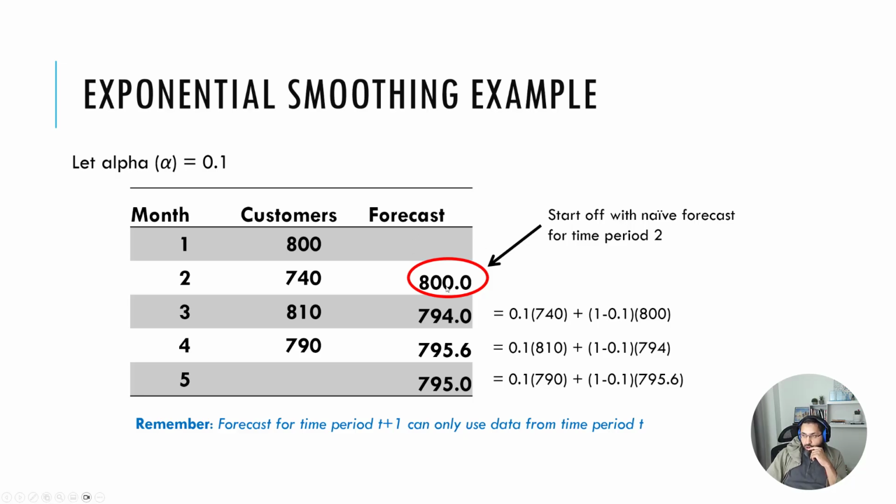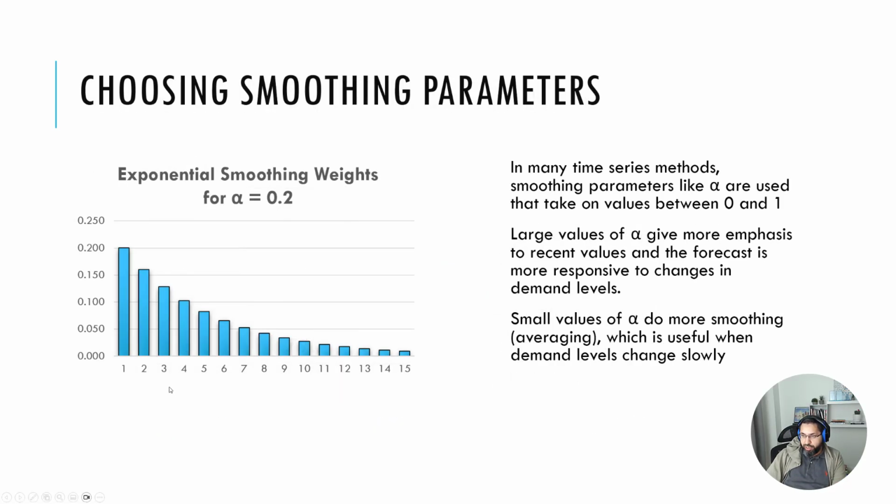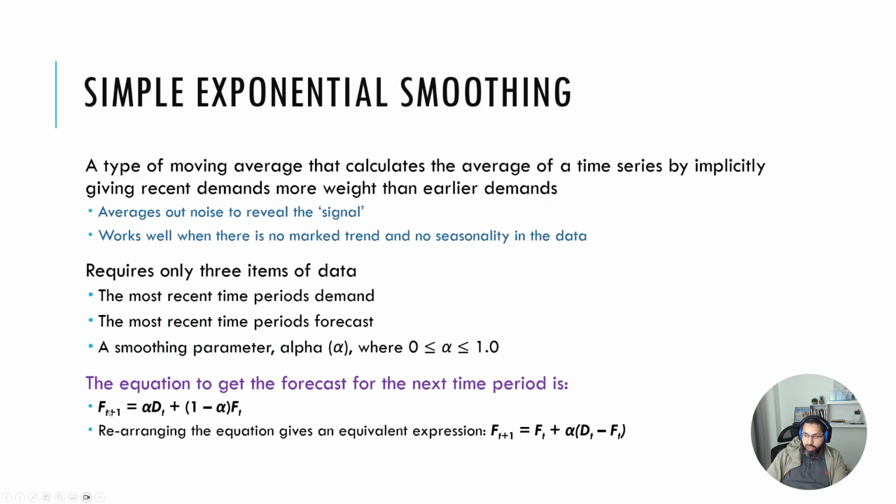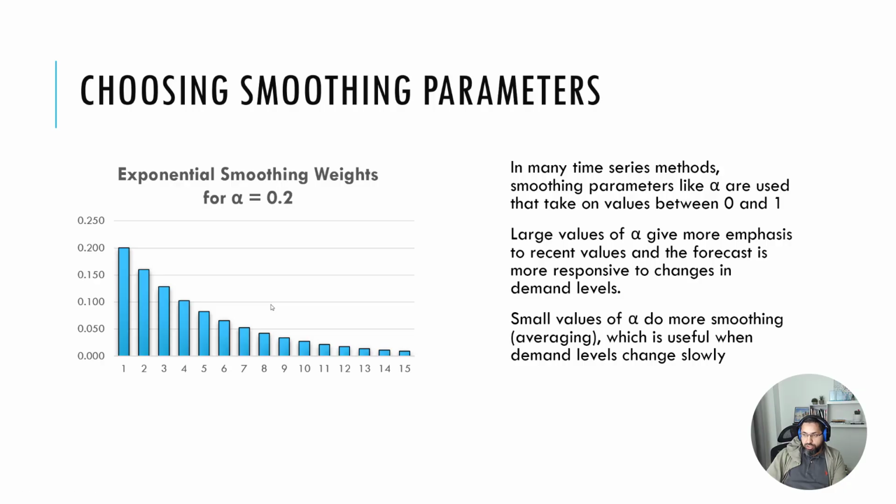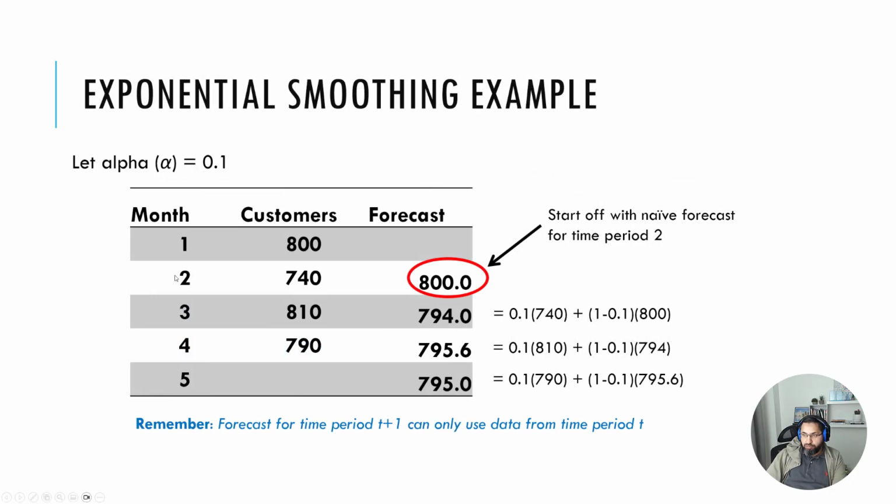Okay, so we have to initialize the algorithm, because if you look at this equation, no matter where you start forecasting, you're going to need the forecast in the previous time period. So we have to start with not just a demand value, but a forecast value as well. So for month 2, my forecast is going to be the naive forecast. How do you do the naive forecast? You take the actual value of the previous time period and say that's the forecast for this next time period.